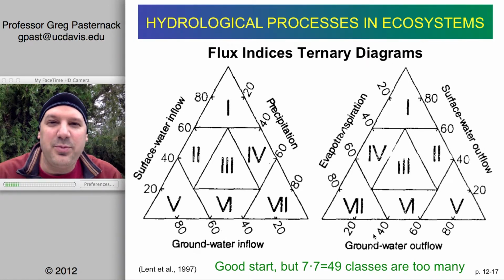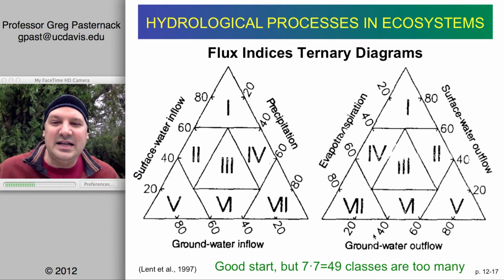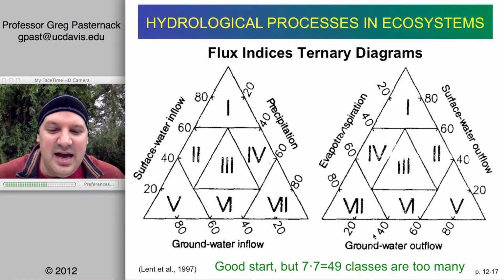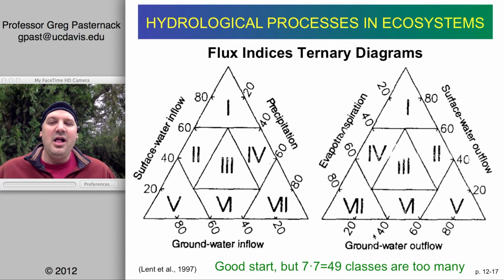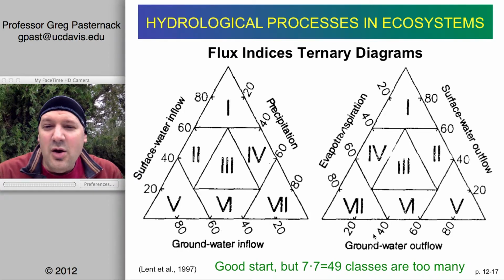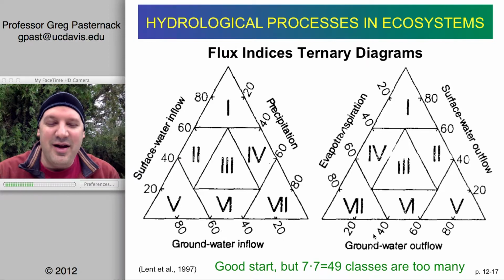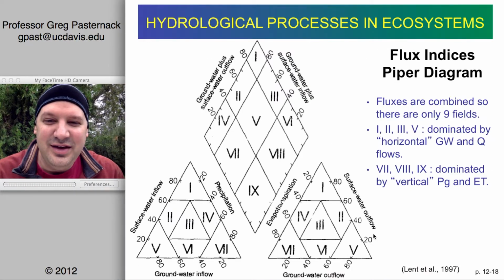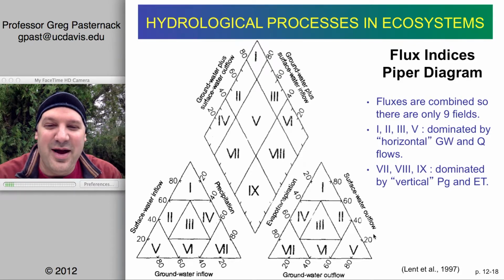So this gives you a chance to practice some more with ternary diagrams. The problem with doing a classification like this is that we've got 49 different classes of wetlands, 7 for inflows and 7 for outflows. We don't want to have 49 classes. That's just too much. That's too much effort. So we need to introduce you to a new friend, a new kind of diagram that I'm sure you're going to love. And that is, welcome, my friends, to the Piper diagram.